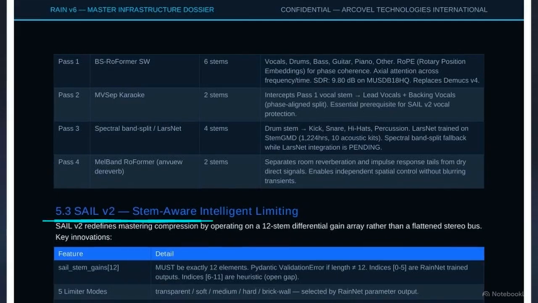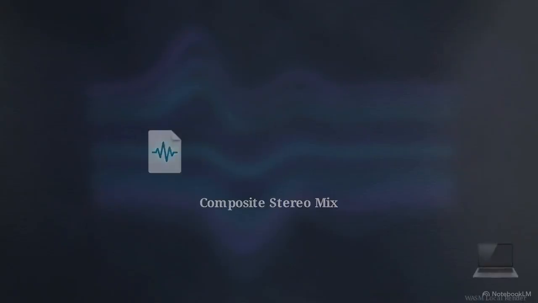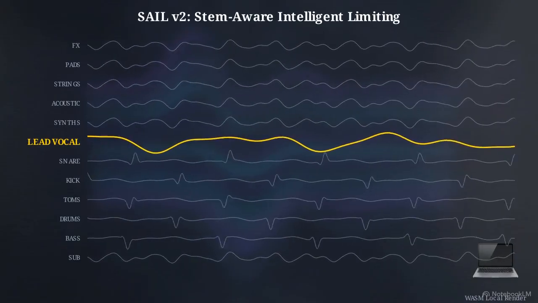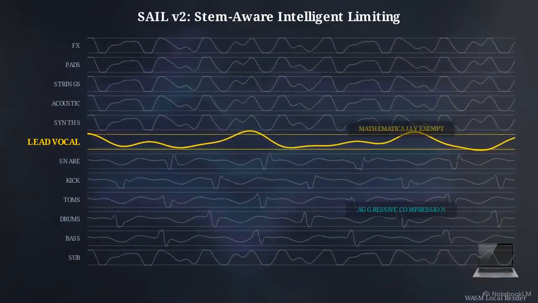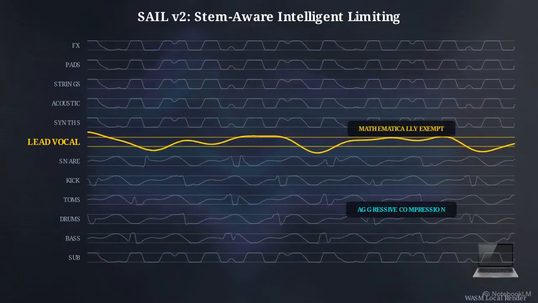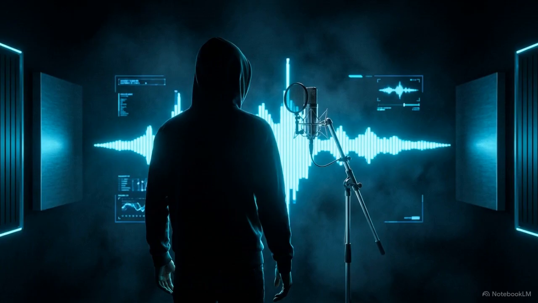Moving to the SAIL version 2 specifications, we see the platform's proprietary solution, stem-aware intelligent limiting. By isolating the lead vocal stem, SAIL version 2 can mathematically exempt it from the aggressive compression applied to the dense, transient-heavy drum and bass tracks. An independent track can now hit maximum commercial streaming loudness while retaining a completely transparent, dynamic vocal. The volume goes up, but the emotional core remains intact.